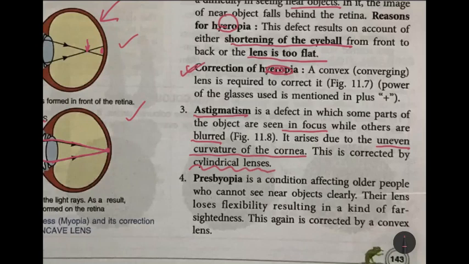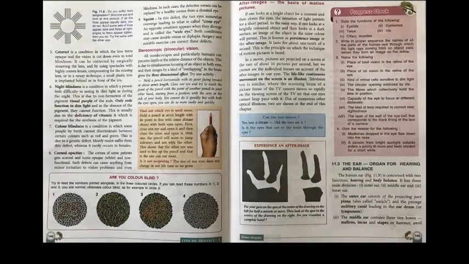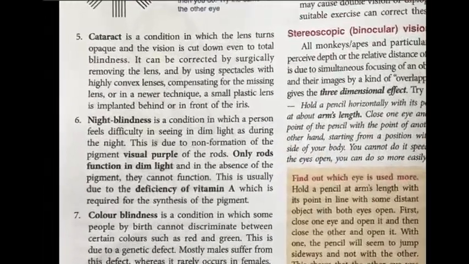Next is presbyopia. Okay, it affects older people who cannot see near objects. That is what I suffer from, because as people age, the lens loses flexibility, resulting in a kind of far-sightedness. And far-sightedness, children, is corrected by using a convex lens.